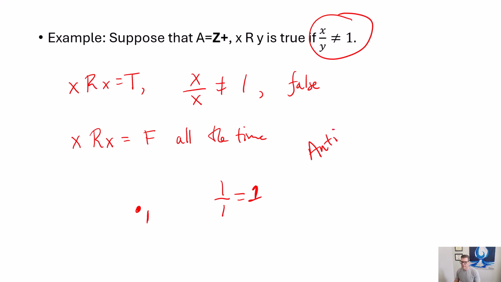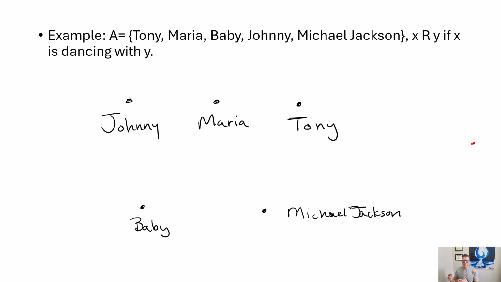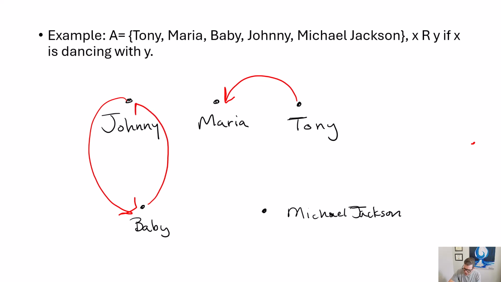Let's take a look at another example. Let's suppose that we have this group: Tony, Maria, Baby, Johnny, and Michael Jackson. And we have XRY if X is dancing with Y. What we know is that Johnny's going to dance with Baby, that Tony's going to dance with Maria, and in fact, Baby will dance with Johnny, and Maria will dance with Tony. We know also that Michael's dancing with the man in the mirror, so he's got a self-loop on him. Since he's got a self-loop, and the other nodes inside of this set don't have a self-loop, this is neither anti-reflexive nor reflexive. This is neither.